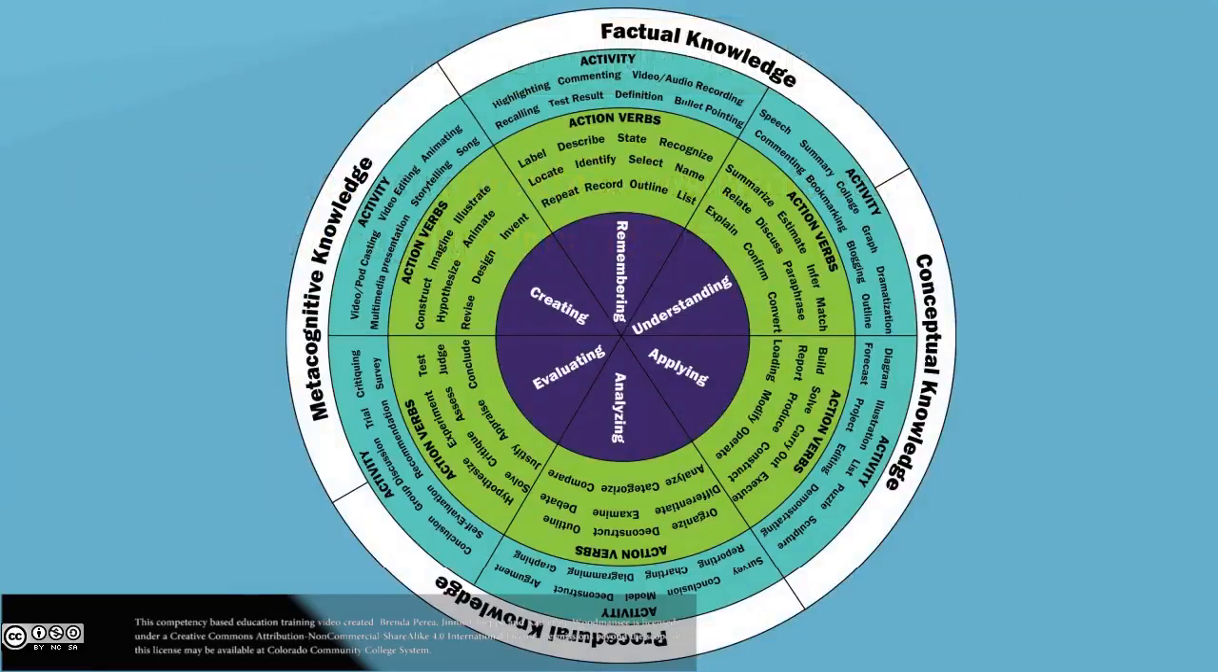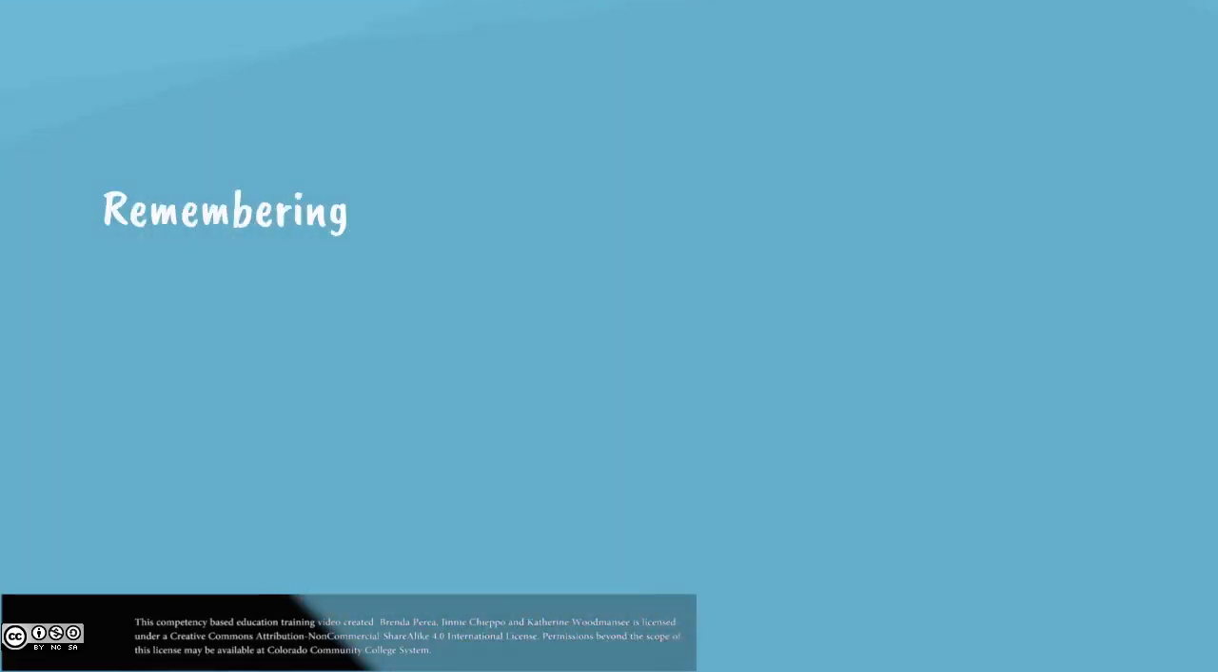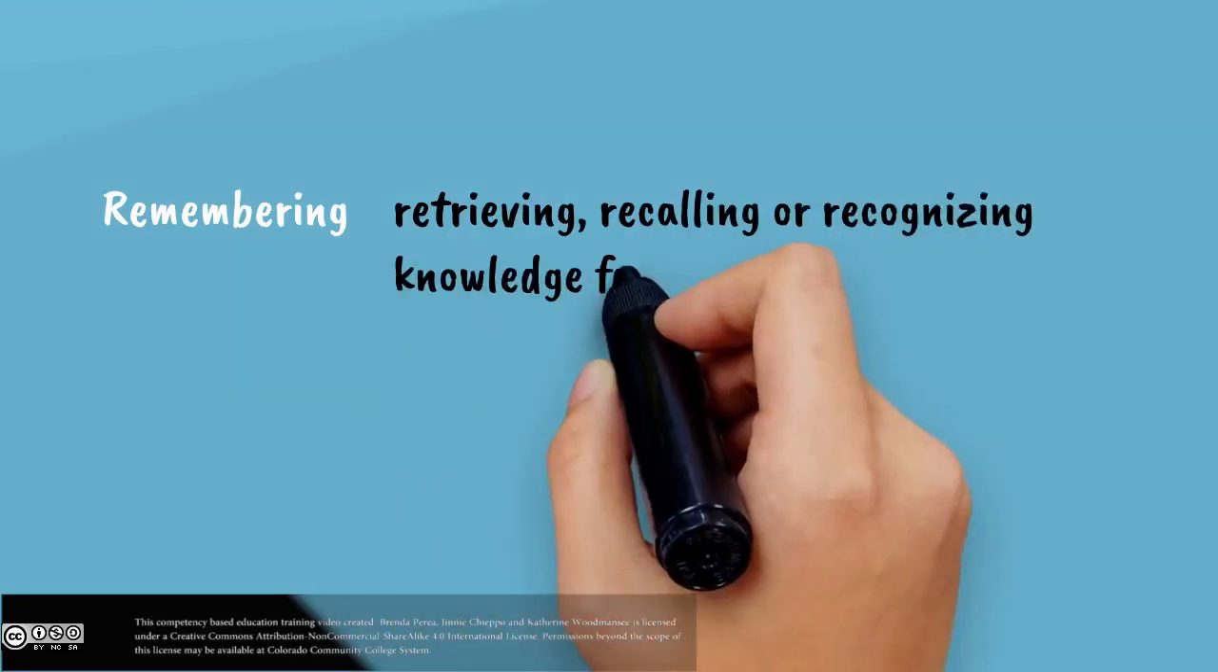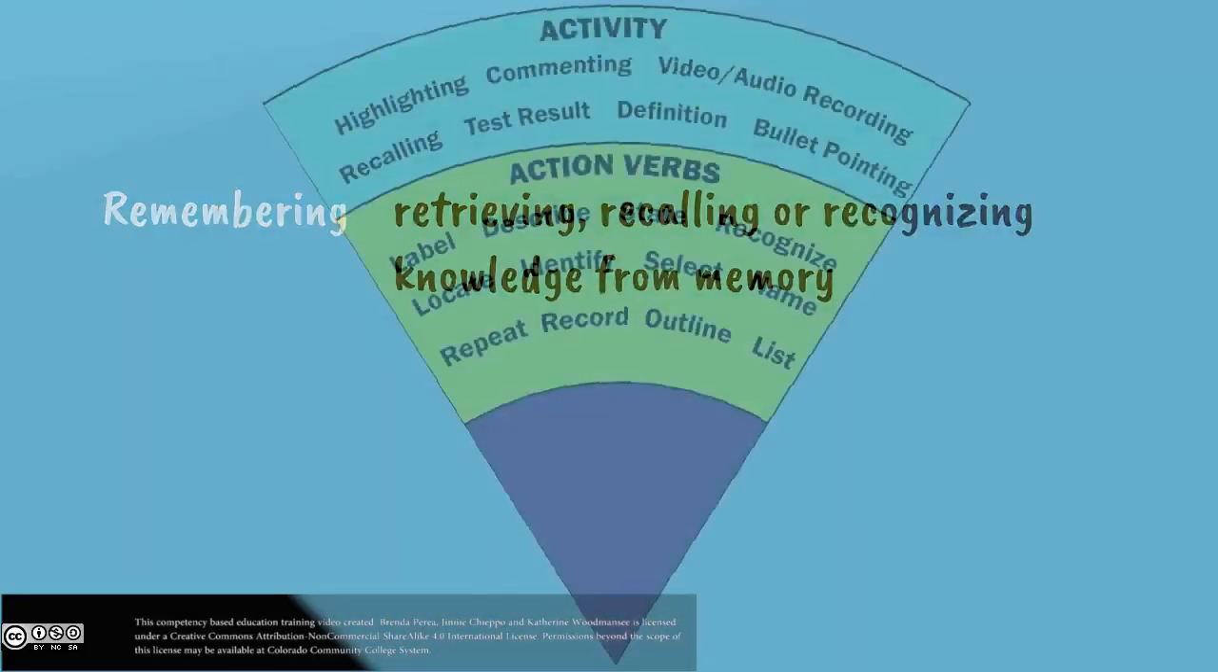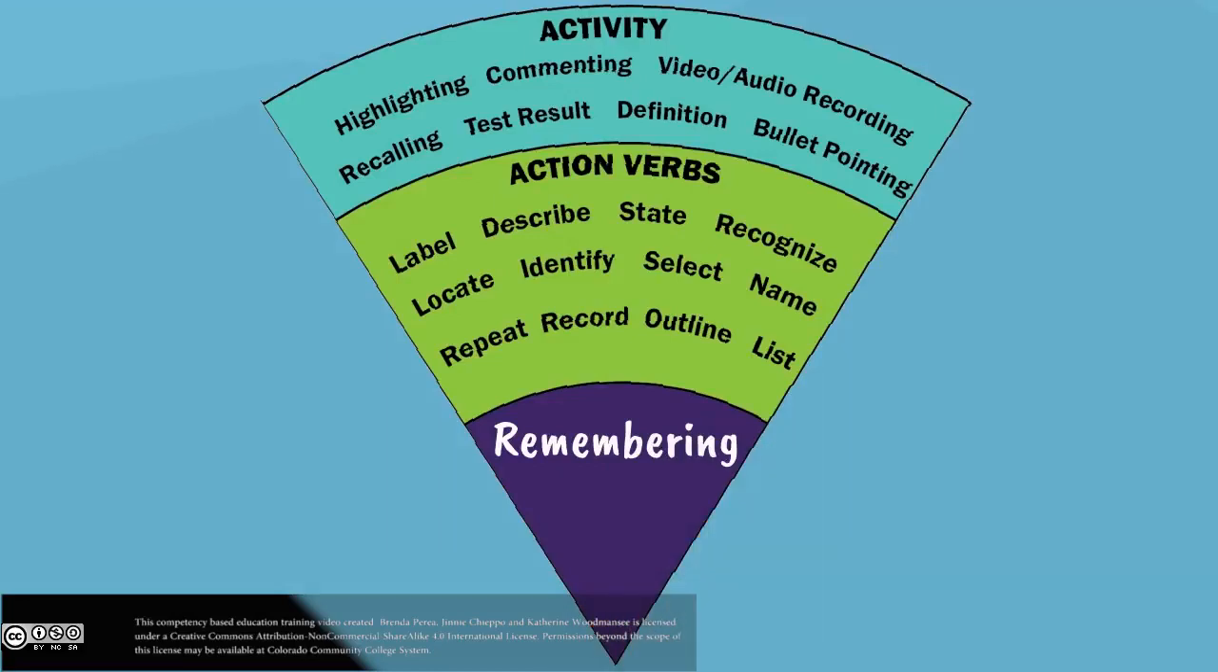To better help you create your course learning outcomes, we will look at the Bloom's taxonomy wheel. These 6 levels of learning can be used to develop course learning outcomes. Let's define each level and list some of the associated action verbs we can use in creating our learning outcomes. The first level is remembering. It is defined as retrieving, recalling, or recognizing knowledge from memory. Some of the key verbs associated with remembering are recognizing, listing, describing, and locating. This piece of the wheel shows additional key verbs as well as possible activities associated with the verbs.